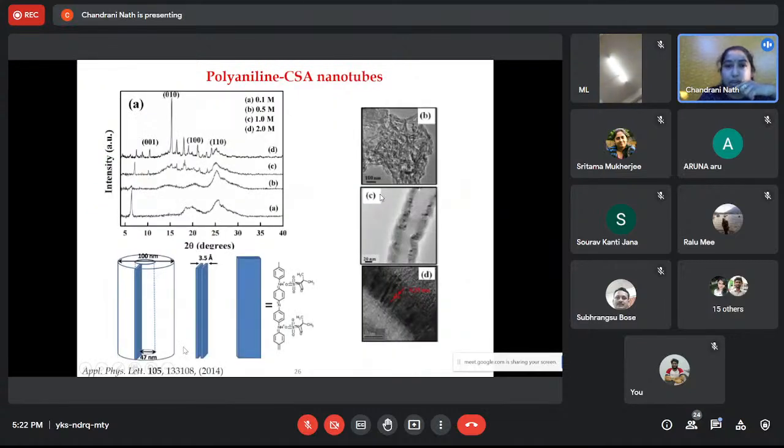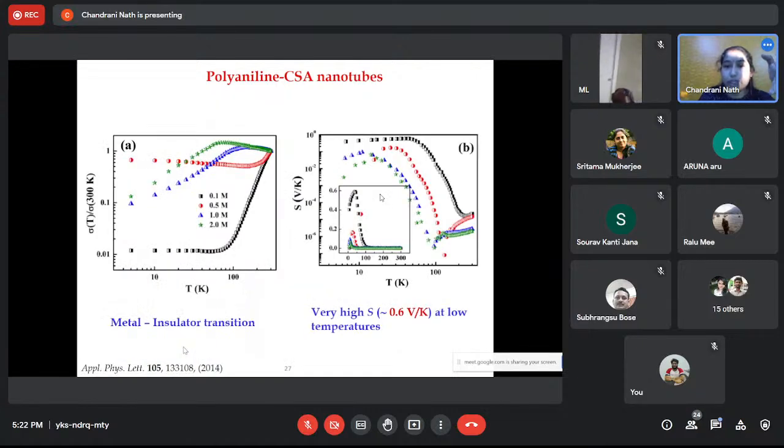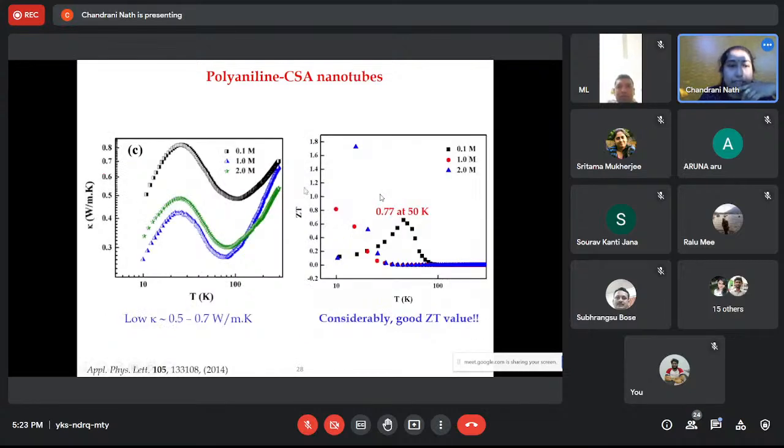So what we have done is synthesize polyaniline CSA-doped nanotubes. I'll quickly go into the results. What we found is that the S value is very high at low temperature, close to 0.6 volt per Kelvin. This peak is actually due to the phonon drag effect. I'll not go into detail on what this is; I just want to go to the results.